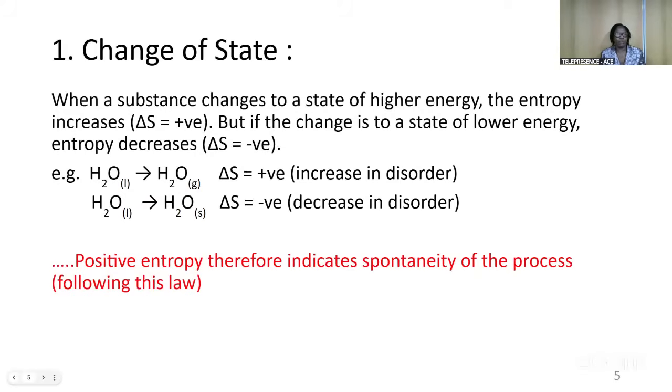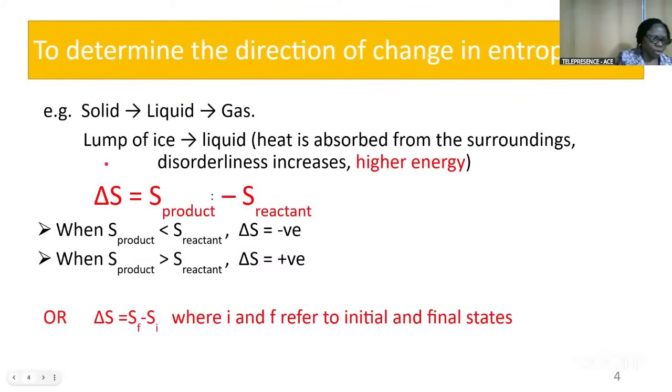For instance, if you have water in liquid state, and it's changing to water in gaseous state, definitely you are increasing the degree of disorderliness. You are increasing disorder in that system, and delta S is positive because the entropy here will be larger than the entropy here. And so if you go back to the equation that we gave, then you will see that S for the product is going to be larger.